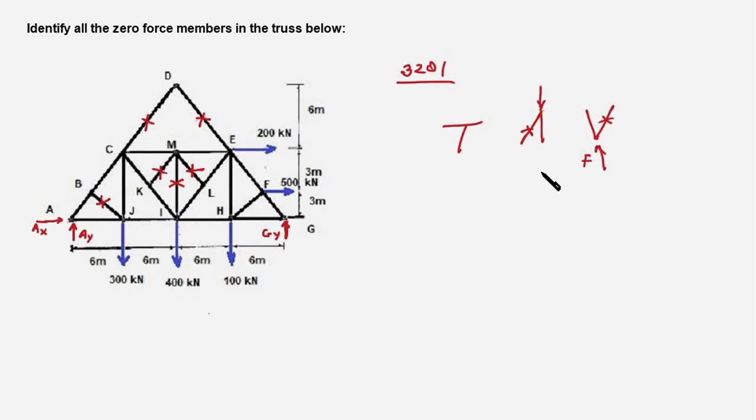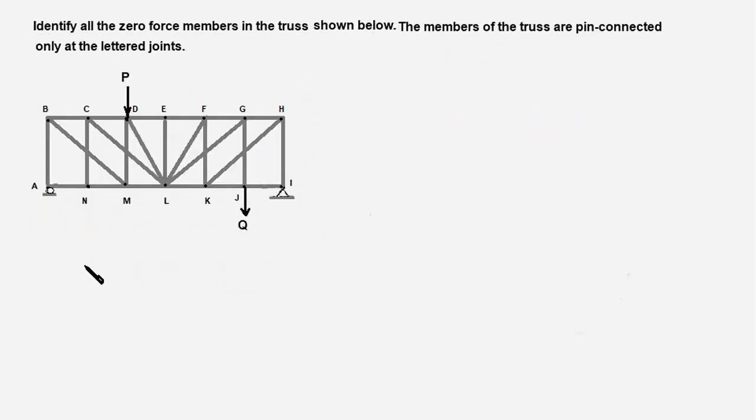Okay, let's go through one more truss. Here is another truss and we want to identify zero force members in this. So first we replace this roller support with a force like this, AY, and two forces here. This will be IY and IX. These are the two external loads and we have a large number of members here in this truss.